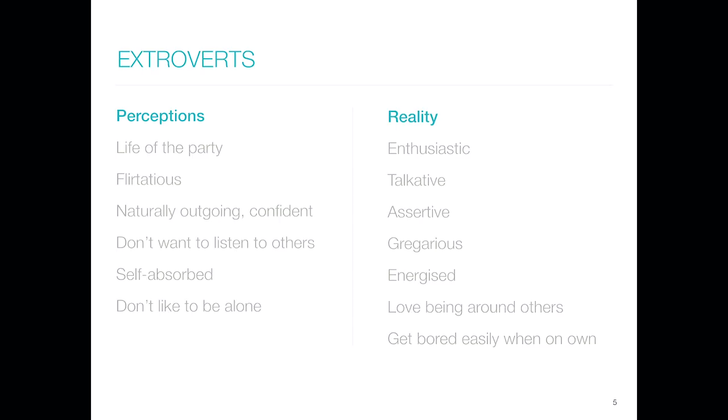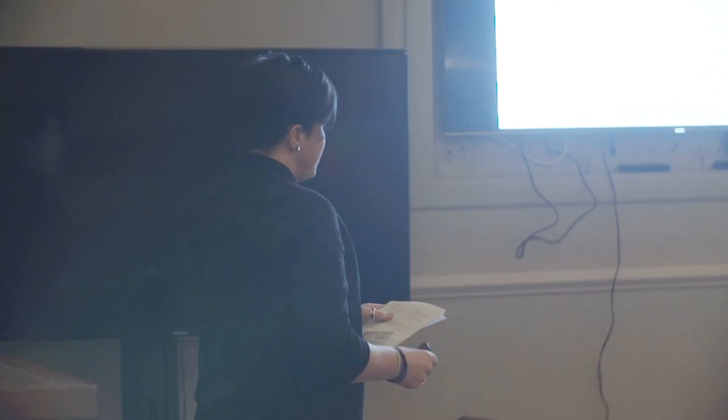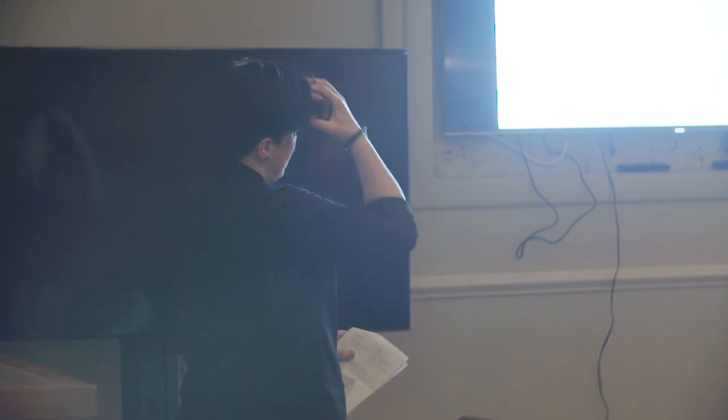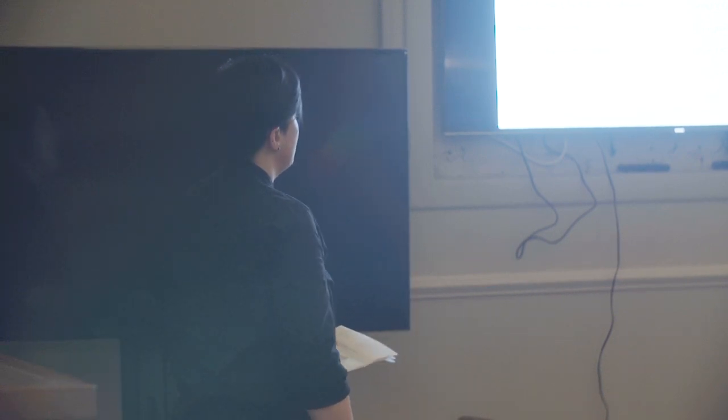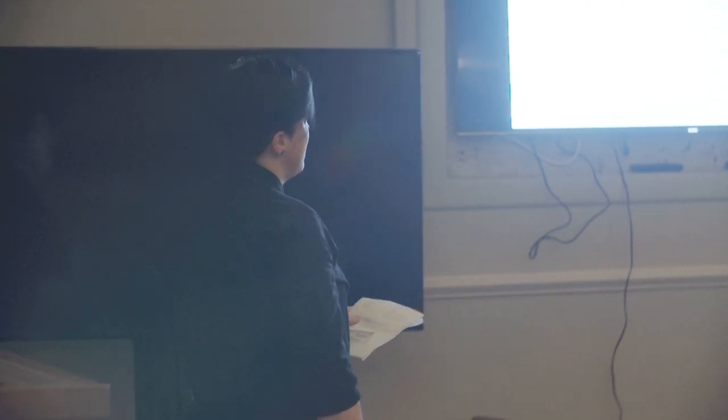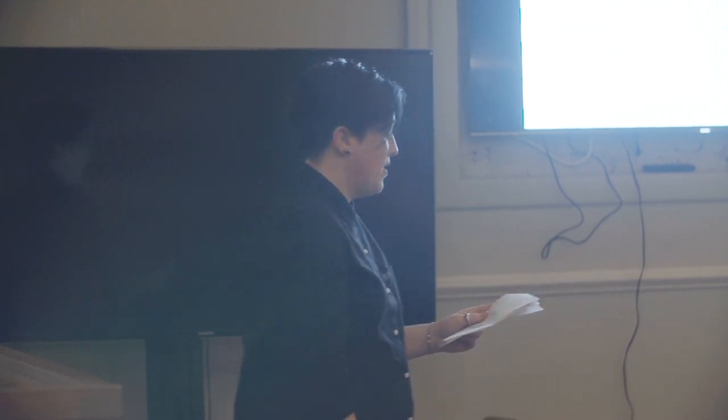So I just wanted to run through some perceptions of extroverts and also what they really are. Some perceptions include that they're incredibly flirtatious, self-absorbed and don't listen to others, and they don't like to be alone. Whereas in actual fact, they are enthusiastic, talkative, assertive, gregarious, they love being around other people, and they're more prone to boredom when on their own.